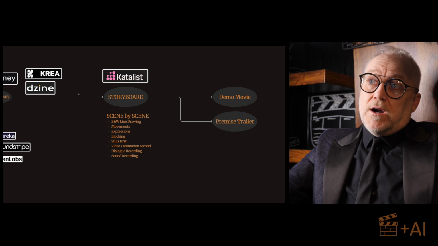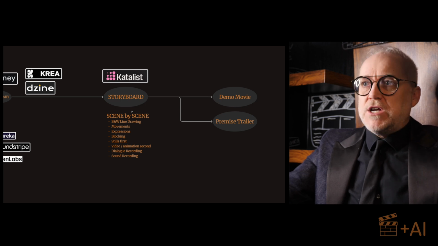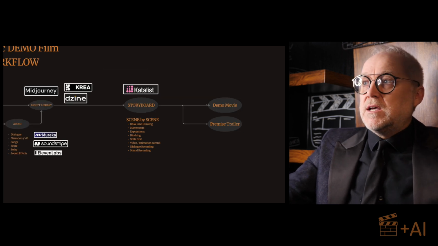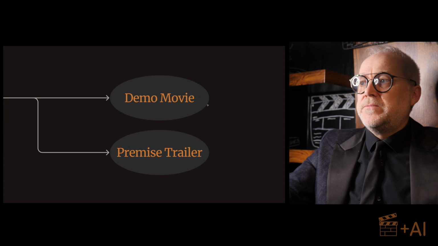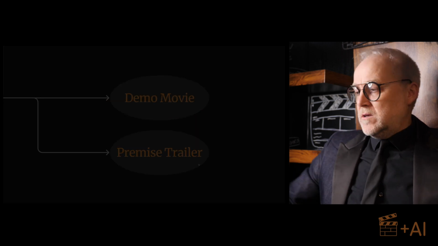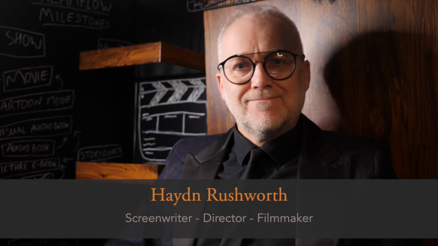But Katalist, that's where you'll build your story, that's where you build your project, and ultimately what you're looking to do is then create your demo movie and your premise trailer so that you can add it with your script, take it to a micro production company who's creating AI movies like AI Studios, get your movie made.